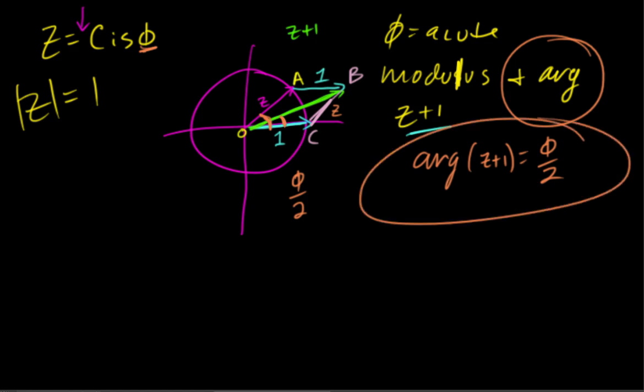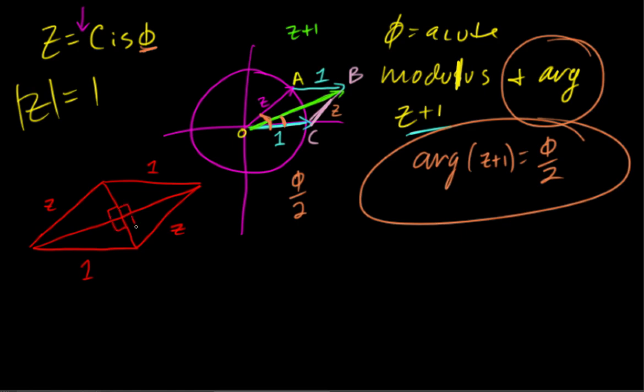Okay, now to find the modulus, or basically just the length of this diagonal on a rhombus, I'm going to just draw the rhombus. This is z. These are 1. Remember, they're all 1s, though, really. And if I draw in both diagonals, another property of a rhombus is that the diagonals intersect at 90-degree angles. Okay, we know that this is phi over 2.